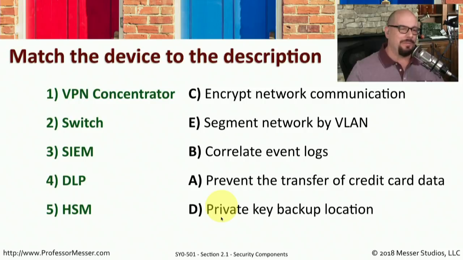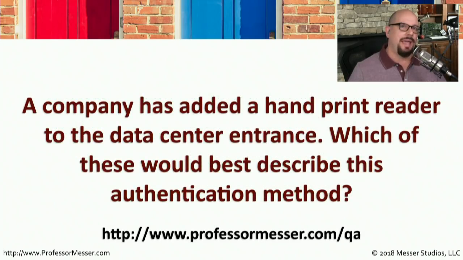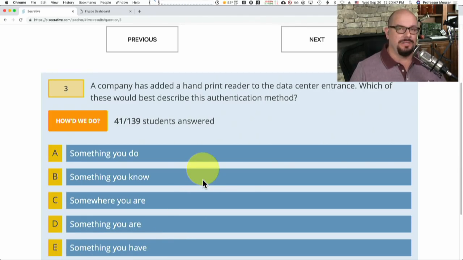Let's do another Security Plus question, though. I've got a multiple choice question. Are we ready? I think we are. Let's do that. This question is one about handprint readers. The question is, a company has added a handprint reader to the data center entrance. Which of these would best describe this authentication method? Would it be A, something you do, B, something you know, C, somewhere you are, D, something you are, or E, something you have? So this is clearly an authentication question, isn't it?